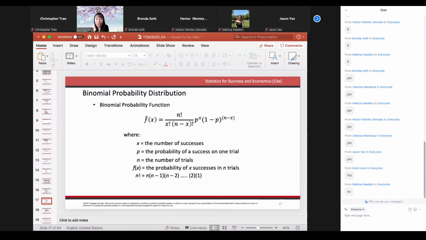And going back here, now I'll give you a minute to think it through and then tell me what value is x, what value is p, and what value is n. You can just unmute yourself or type in the chat window. I wanted to see who gets it. So think about it.